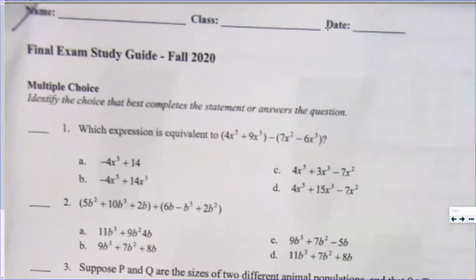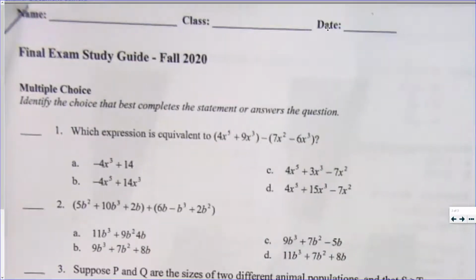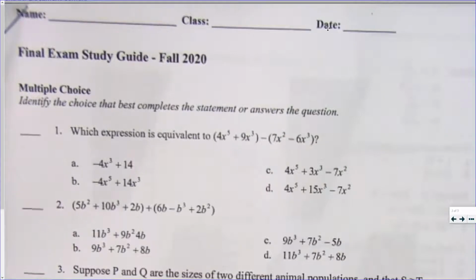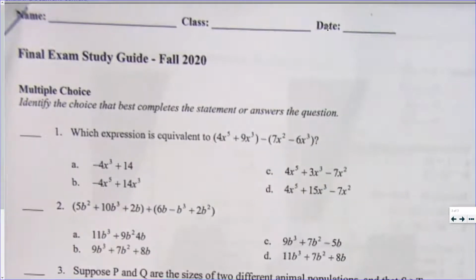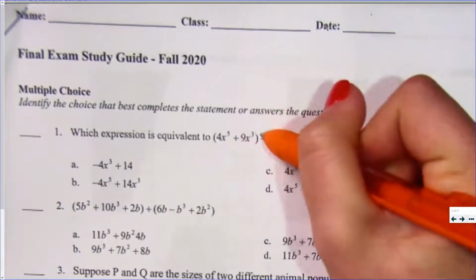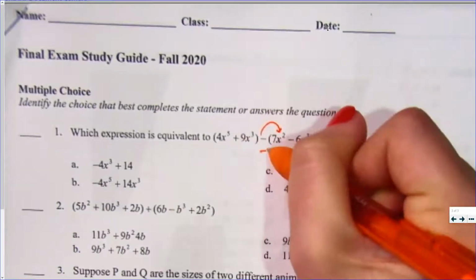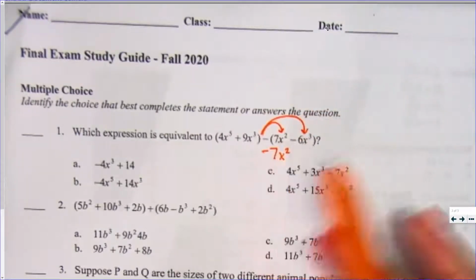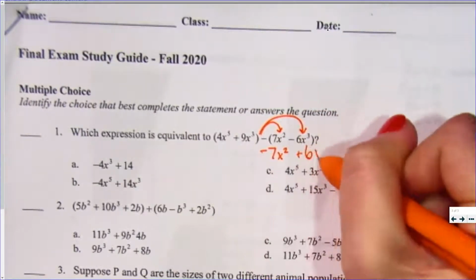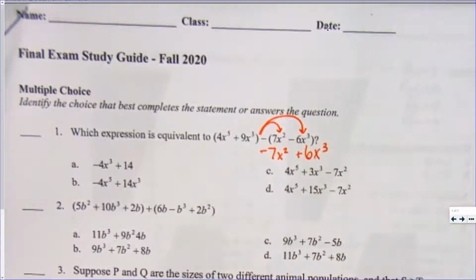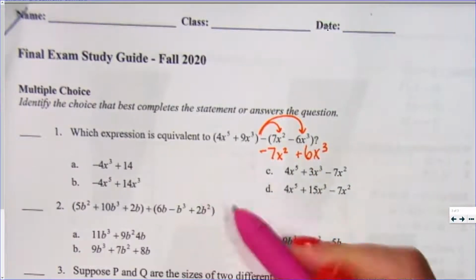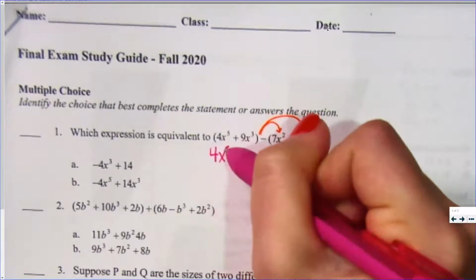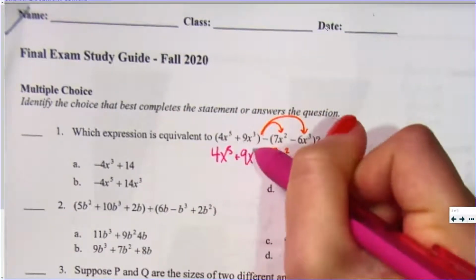All right, starting with number 1, which expression is equivalent to this right here? And we've got two binomials, and in between the two binomials, I have a subtraction sign. So with this subtraction sign, we're going to distribute it. So that's going to be negative 7x squared. A negative times a negative is a positive, so positive 6x cubed. And then we're going to bring down this first binomial, 4x to the 5th plus 9x cubed.